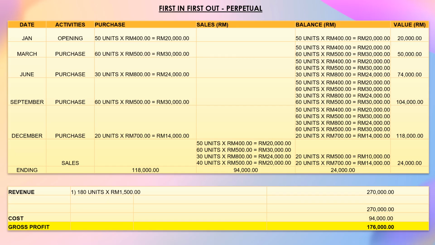The calculation for first in, first out in perpetual. First in, first out, commonly known as FIFO, is an asset management and valuation method in which assets produced or acquired first are sold, used, or disposed of first. Here are the transactions for January, March, June, September, and December. The sales are 180 units, and the gross profit here is 176,000.